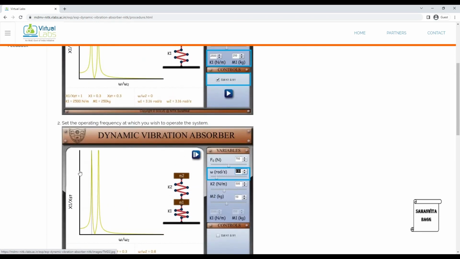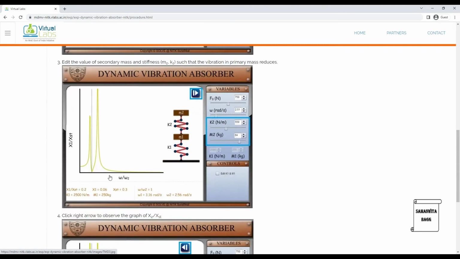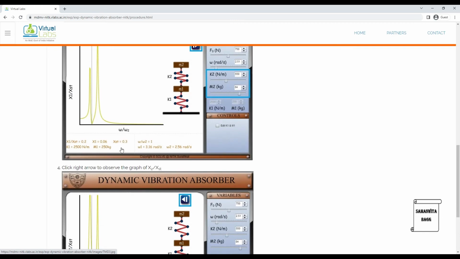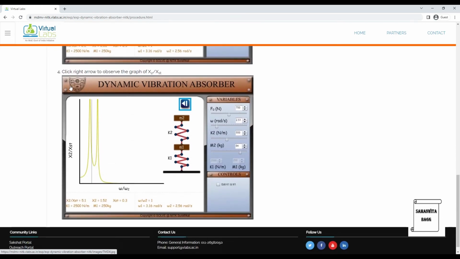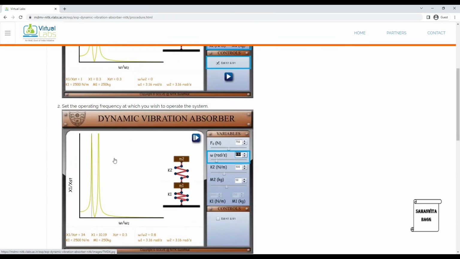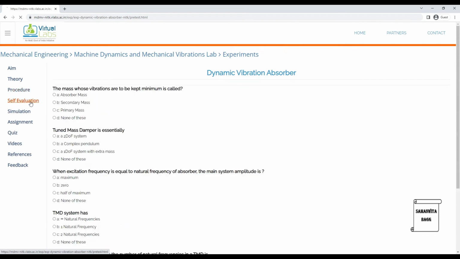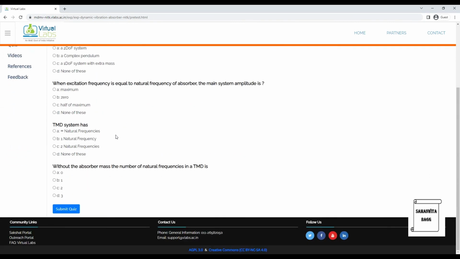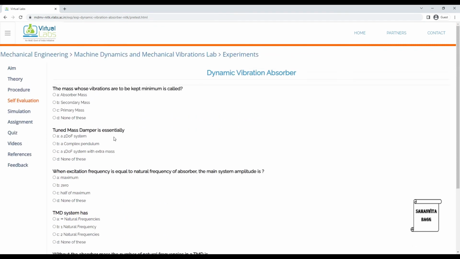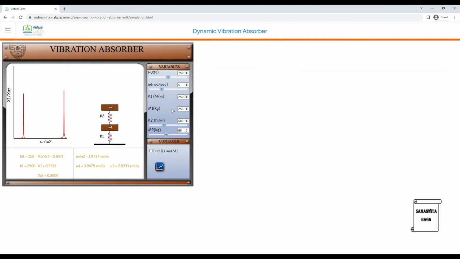You can see here initially it was of this sort. When you changed M2 K2, this has got reduced. Right click arrow to observe the graph of x2 by xst. So this is another graph that you can obtain for the absorber part. So let's go to the self-evaluation tab. There are a few questions given here. You can just go through them, solve them. It is based on the theory that we have studied, so it's not very difficult.